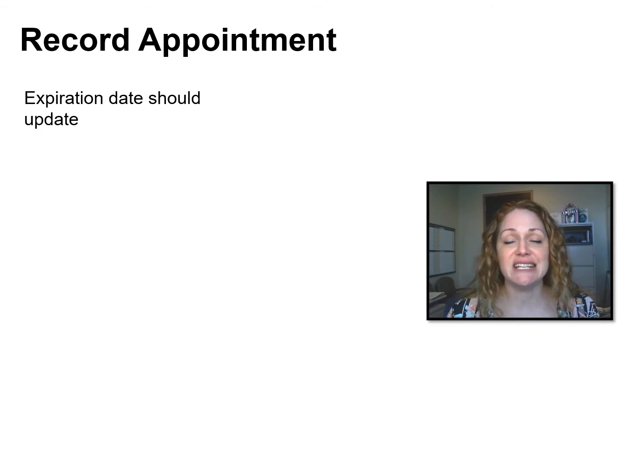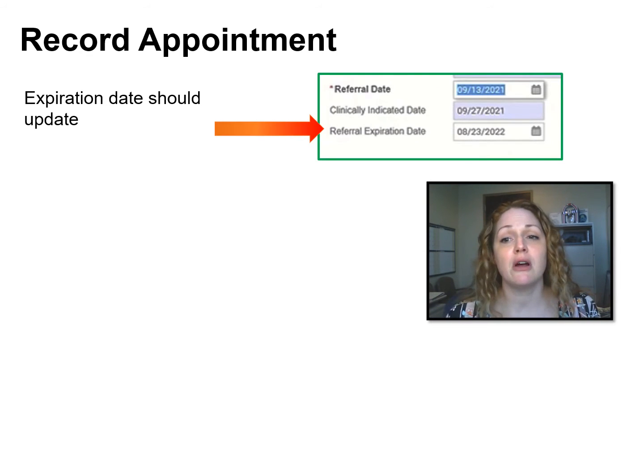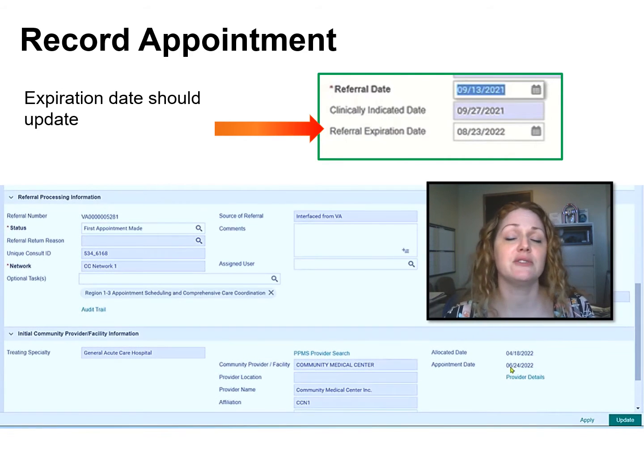Your validity dates now begin with the date of the appointment, and so usually the expiration date is pushed back a little bit. So when you look up near the top of the consult, you will see that the expiration date should look different. Then when you scroll down to the bottom part of the HSRM referral, you'll notice a few other things have also been updated.